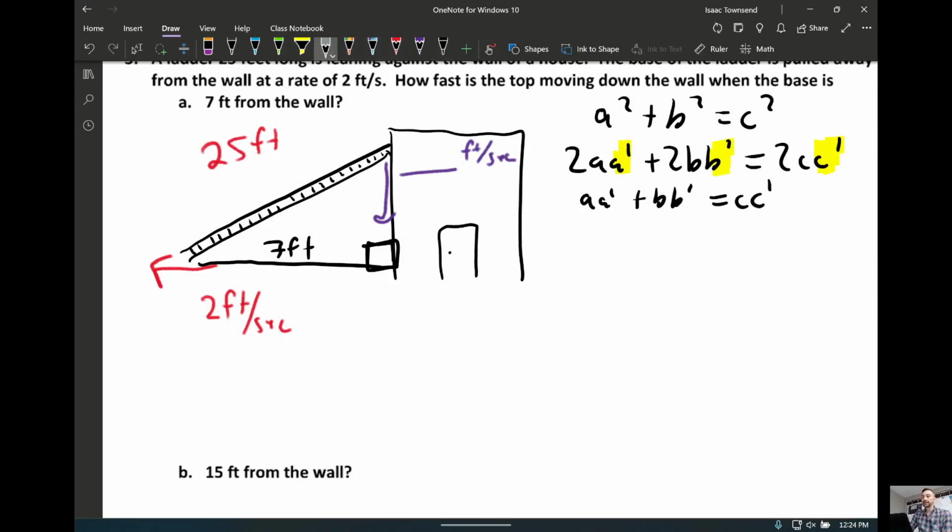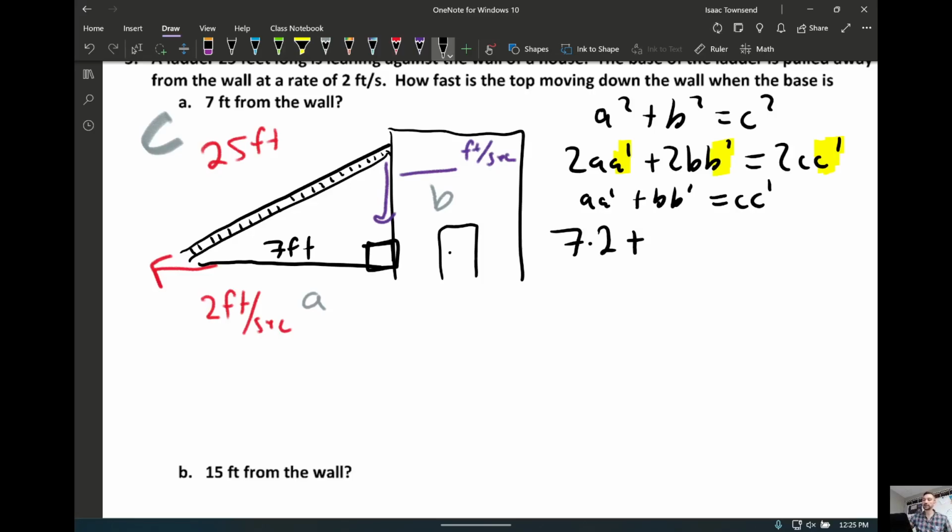Okay, which one of these sides has to be c? So 25. The hypotenuse has to be c. The other 2, it doesn't matter which one you call a and b. So let's start plugging in the stuff that we know. If I call this a, do I know the length of a? 7 feet. 7 feet, okay. Do I know the rate of change of a? 2 feet. Again, it's a little bit better if I keep up with units, but just to make it a little cleaner, I'm going to skip that.